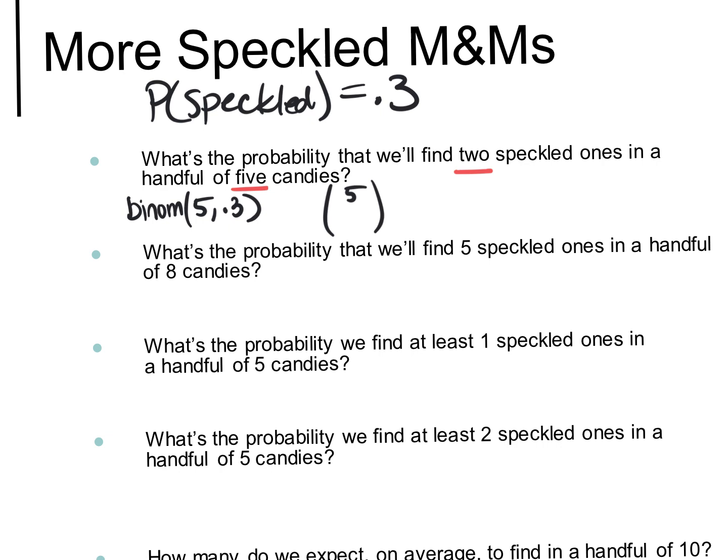So we write 5, 3. Nope, I did it again. 5, 2. We have 2 successes. Okay, that's exactly what I did first period. I put 3. I don't know why.